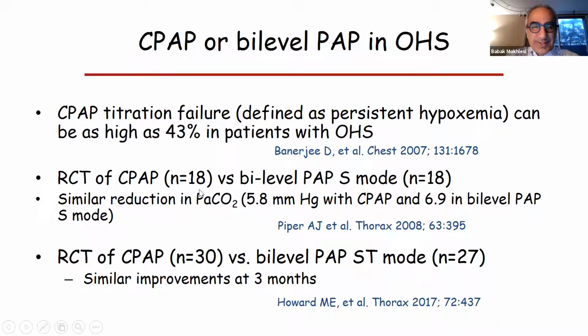Then they did a small RCT, the same group, comparing 18 patients on CPAP to 18 patients with bilevel PAP or BiPAP without a backup rate in the spontaneous mode. And in this study, they excluded people who failed CPAP titration, meaning they had persistent hypoxemia on CPAP. So these are people who all underwent CPAP titration. If the CPAP titration was successful, then they would get randomized to CPAP or BiPAP. And then they would go through BiPAP titration if they were randomized to BiPAP. And again, there were no major differences in the outcomes at 3 months.